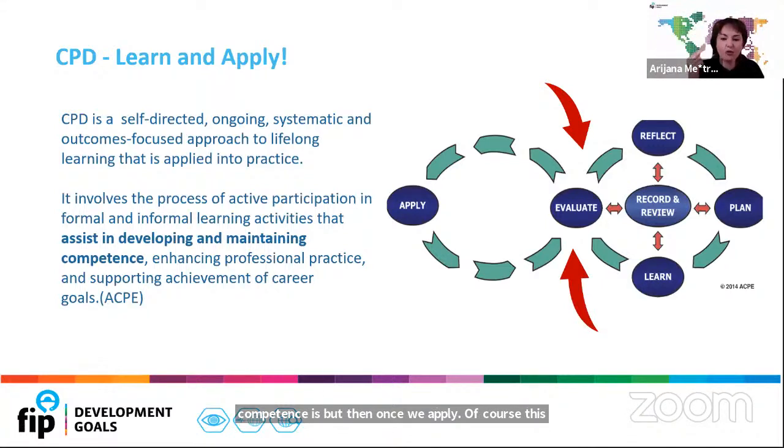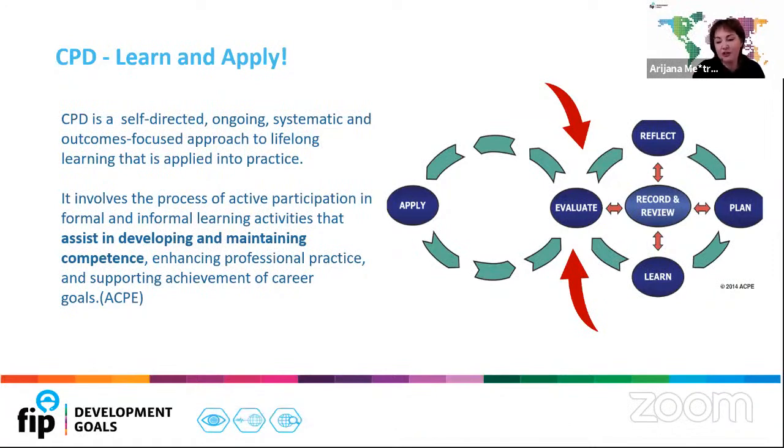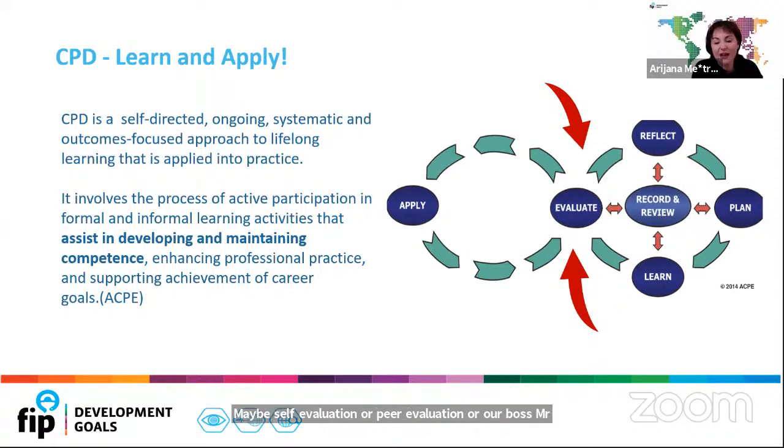And those are two moments in the CPD cycle that we should take a look at the competency list. Maybe self-evaluation or peer evaluation or our boss's evaluation should be there, but we need to measure how well we know, how well we do, how well we are in this thing after education, but especially after application. Why? Because the reflection in the next CPD cycle will then be different. Our plan will be different and our learning will then build on the competencies already developed. Next one, please.